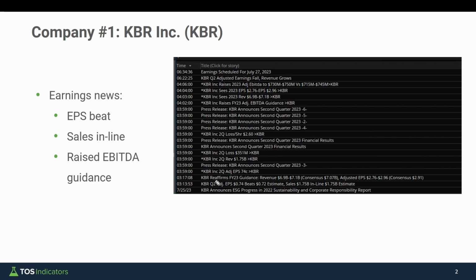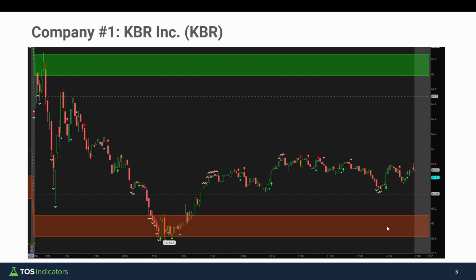Now, if we keep reading above it, they reaffirmed their fiscal year 2023 guidance, and they even raised their EBITDA guidance. So all of these tell us that this is a fairly positive story inside of KBR Inc. You would have expected that the stock is either sideways to maybe marginally up. At least that's what I would have expected. However, this is what price action actually looked like. We had a sell-off inside of KBR Inc. for the better part of the morning.